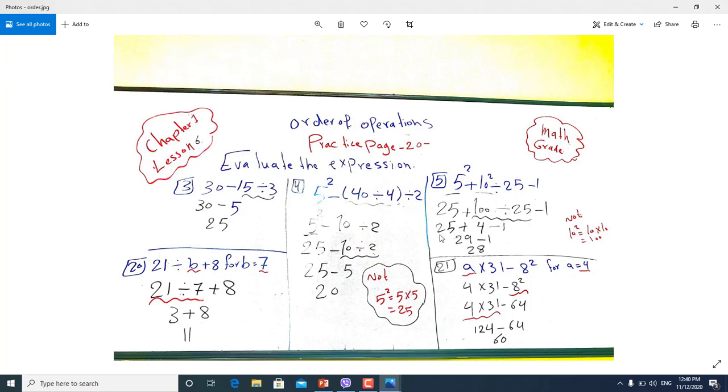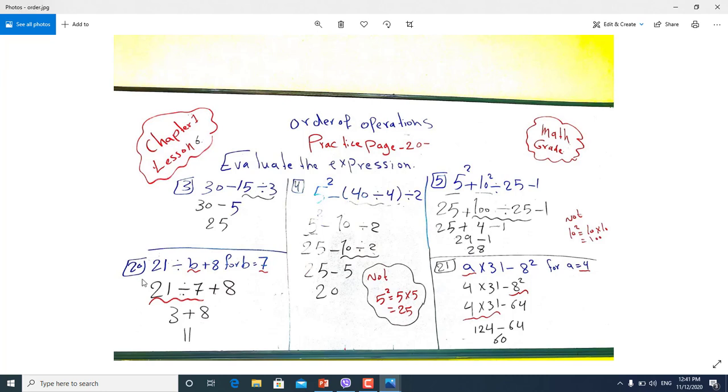After that, also I will start from left to right. If you have any plus or minus, we'll solve. So 25 plus 4, it's 29, and this minus we will bring down. After that, from the last step, I will say 29 minus 1, it's 28.